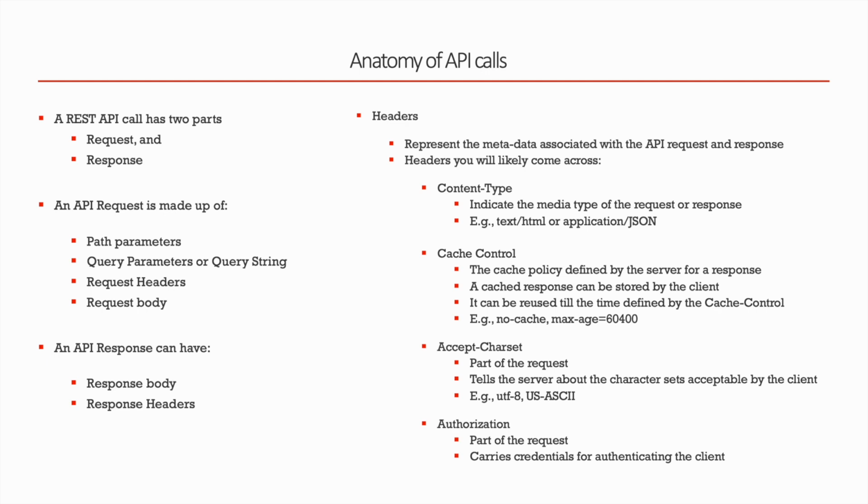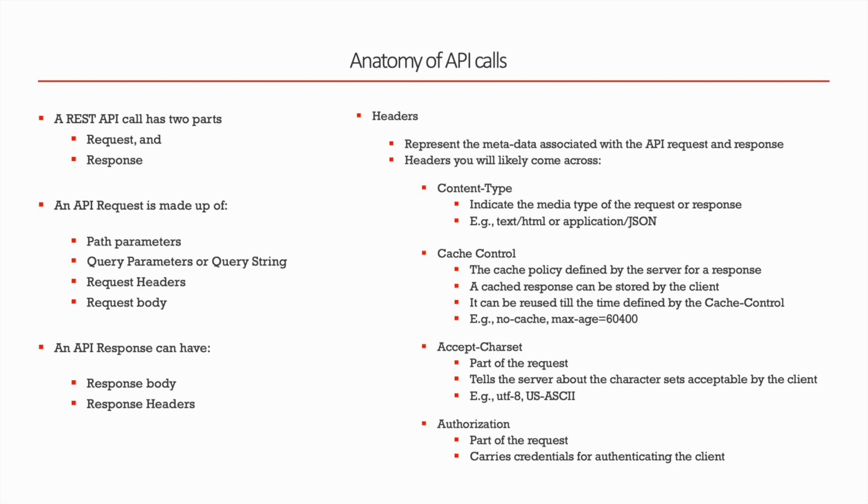Cache control is the cache policy defined by the server for the response. It is usually part of the response header. A cached response can be stored by the client and reused till the time defined by the cache control header. Then comes accept charset. It is a part of the request header, and it tells the server about the character sets that are acceptable by the client. And finally, authorization. It carries credentials containing the authentication information of the client for the resource being requested. Authorization usually only appears as a part of the request header.